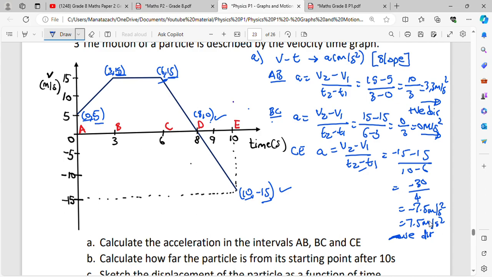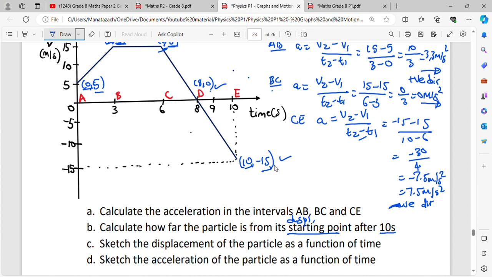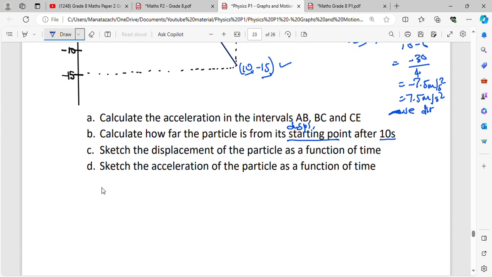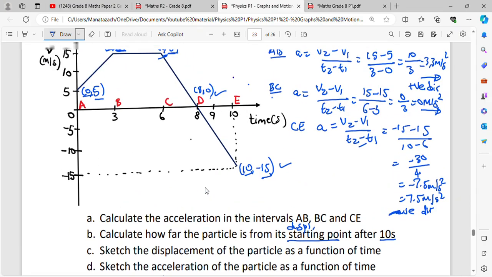So that's it for question A, and then question B says calculate how far the particle is from its starting point after 10 seconds. When they say how far from the starting point, they're asking for displacement. Likewise, we've discussed this before, that in order to work out the displacement given the velocity time graph, you need to deal with the area under the graph. So we'll work out an area.